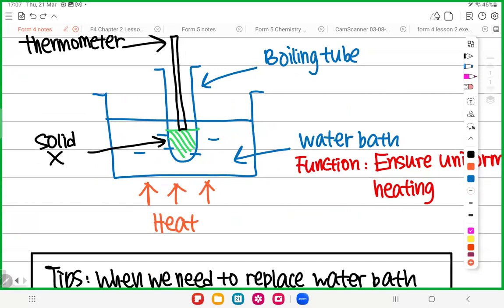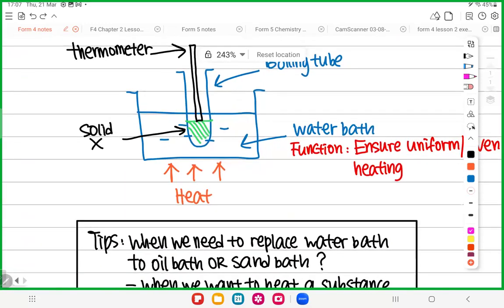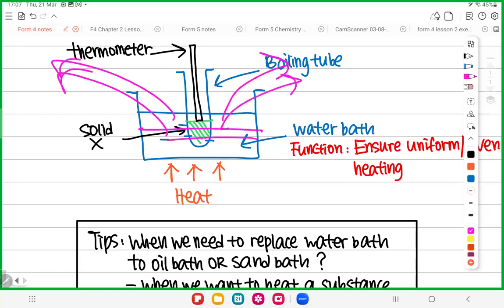Remember, when should we change the water bath to an oil bath or sand bath? We change it when you want to heat the substance to a temperature of more than 100 degrees Celsius. When you heat the substance to more than 100 degrees Celsius, the water will boil. When water boils, it becomes steam, a gas. The gas will run away to the surroundings, and sooner or later, the water becomes less and less.